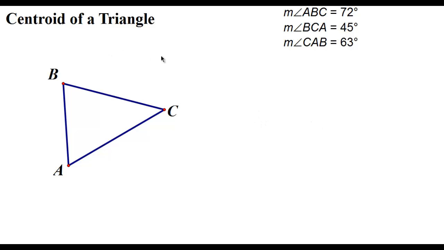Alright, so tonight's video is about something called the centroid of a triangle, and at this point we've already talked about a circumcenter and we've talked about an incenter. The circumcenter is the point of concurrency of the perpendicular bisectors. The incenter, which we just learned, is the point of concurrency of the angle bisectors. And today we're going to learn about another triangle center called a centroid.